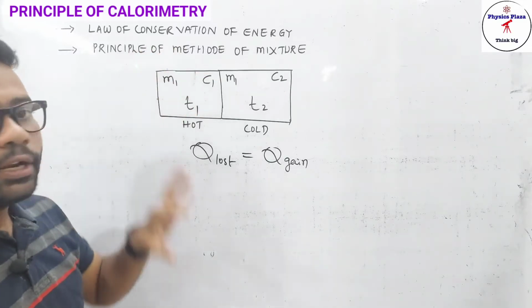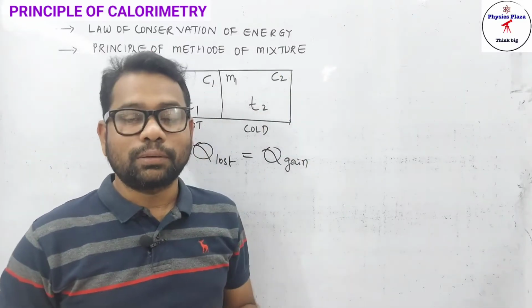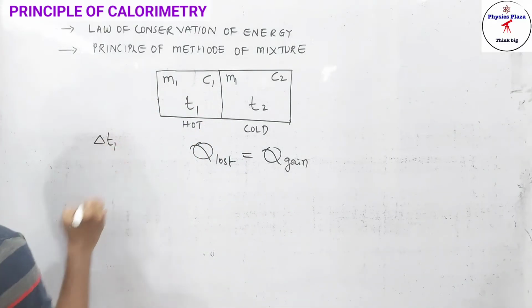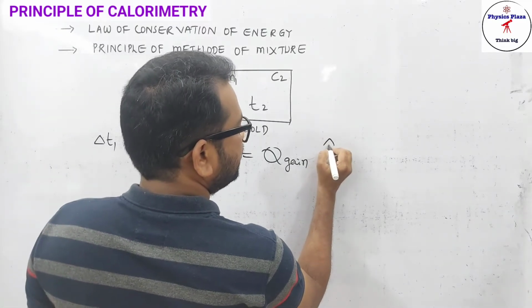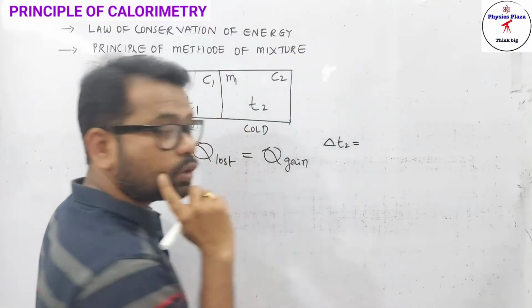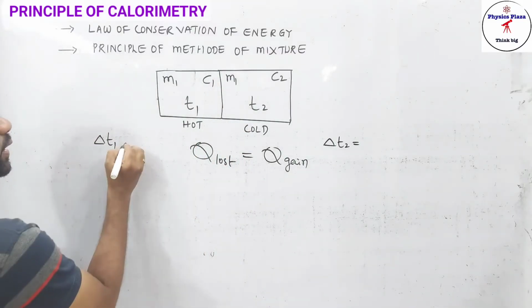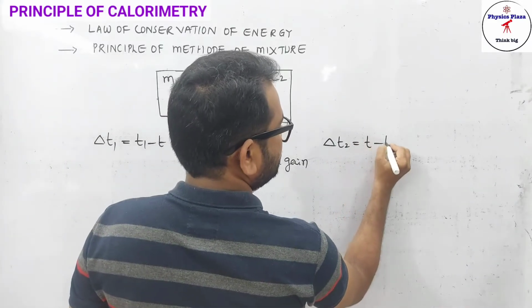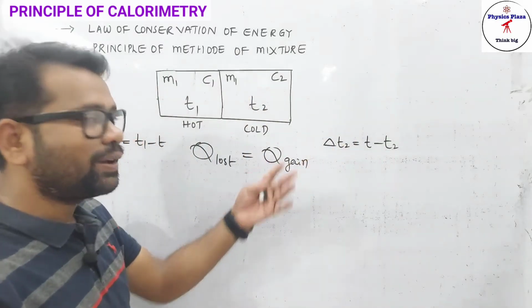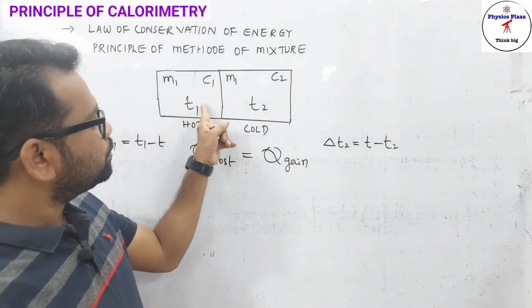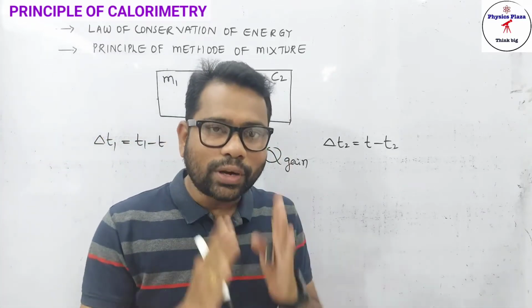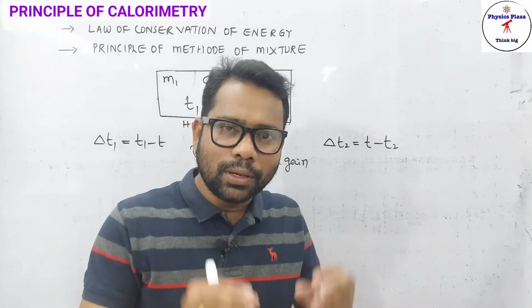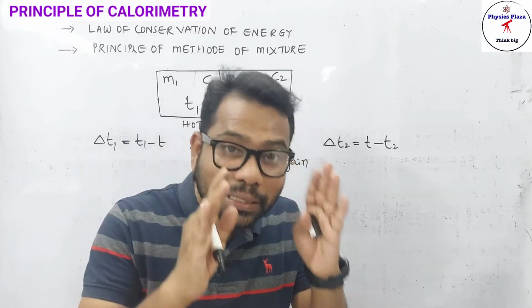As the hot body is losing heat, obviously there will be a fall in temperature. But how do we calculate that fall in temperature? Look here. Delta T1 is the fall in temperature of the hot body, whereas delta T2 is the rise in temperature of the cold body, children. So how do we calculate delta T1? It is T1 minus T, whereas here it is T minus T2. You may wonder, sir, what is this T called? As I told you, when the hot body is brought in contact with the cold body, heat starts flowing, but till what extent? Till both bodies attain thermal equilibrium. At thermal equilibrium, both bodies have the same temperature, the so-called resultant temperature.